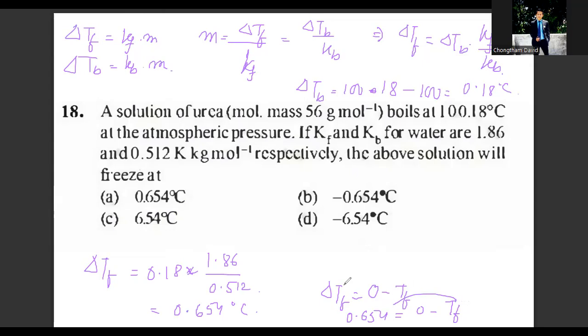So the answer for question number 18 is B. I hope it's crystal clear and understood, right? Okay, moving on to question number 19.